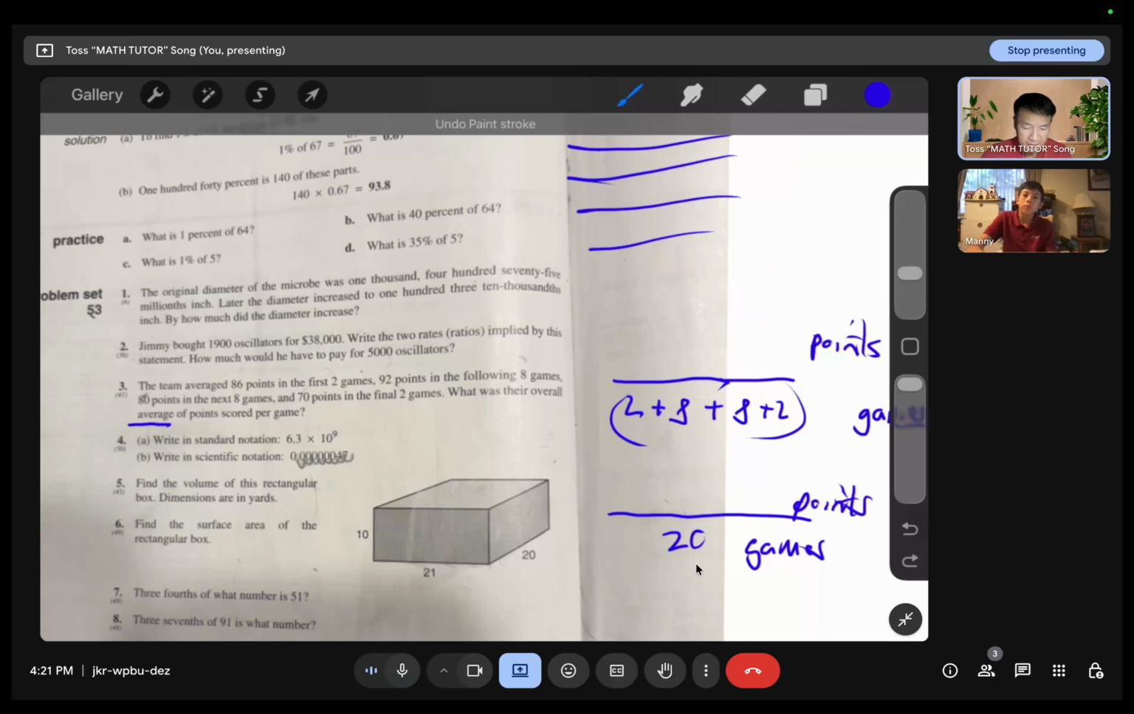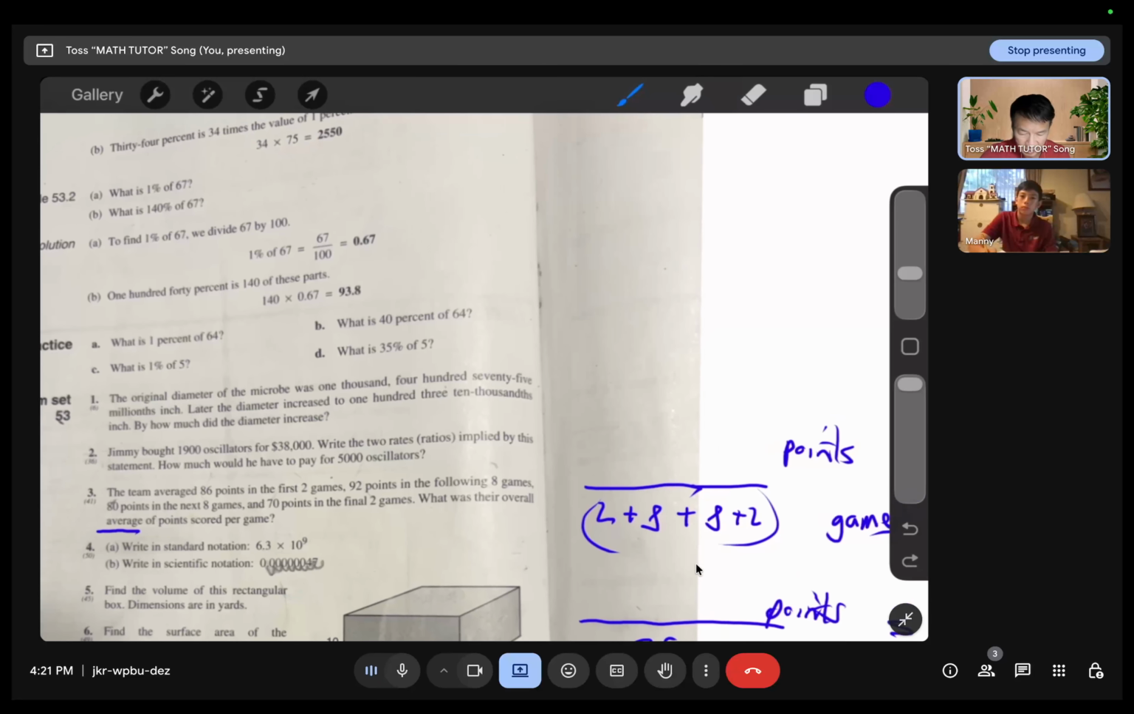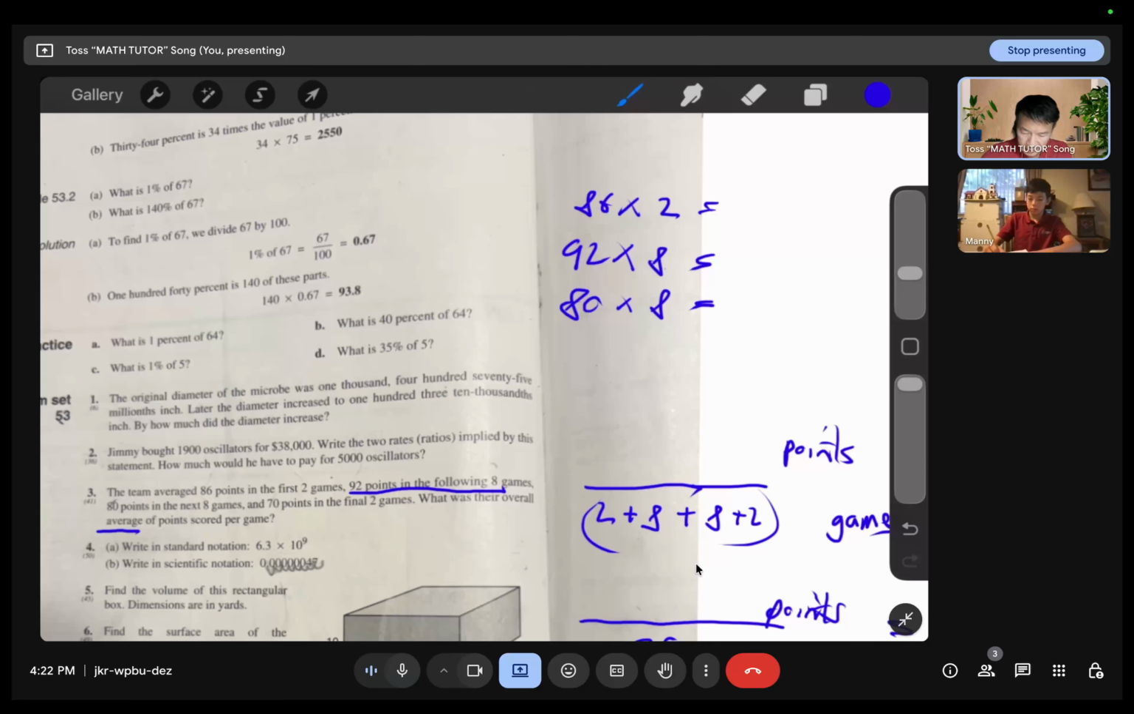Let's do it like that, because your teacher might think you're being a little fancy here. So I'll lay it out on top here. It'll be 86 times 2. You can write this down, whatever you get here. 92 times, we're here now, 8, whatever that is. 80 times 8, whatever that is.